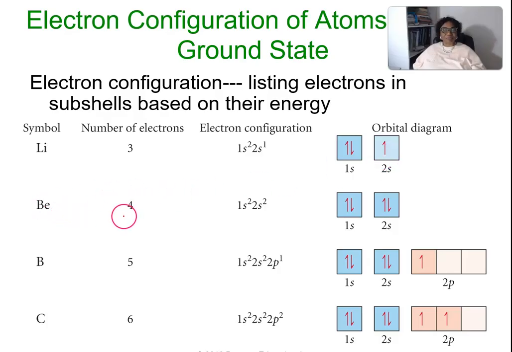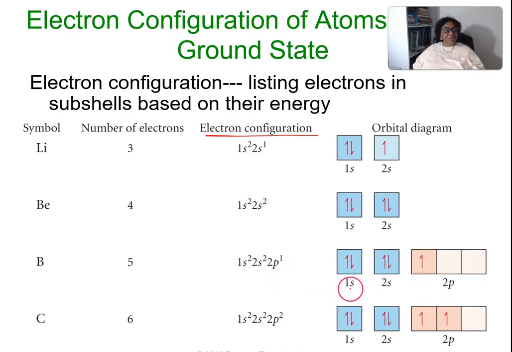Let's look at beryllium. Beryllium has 4 electrons. You have 1s2, 2s2. That's the electron configuration. Then its orbital diagram, you see, the orbitals are represented as boxes, which are these 2 orbitals. 1s has 2 electrons spin up, spin down, and 2s has 2 electrons spin up, spin down. Let's take boron. It has 5 electrons, and its electron configuration is 1s2, 2s2, 2p1.